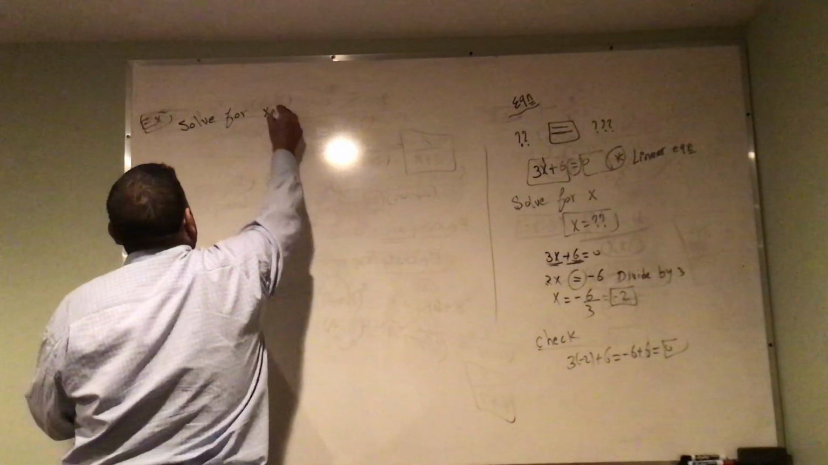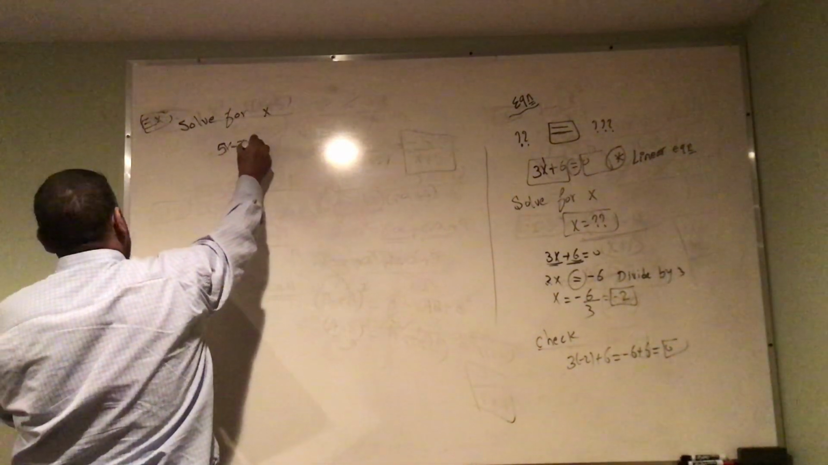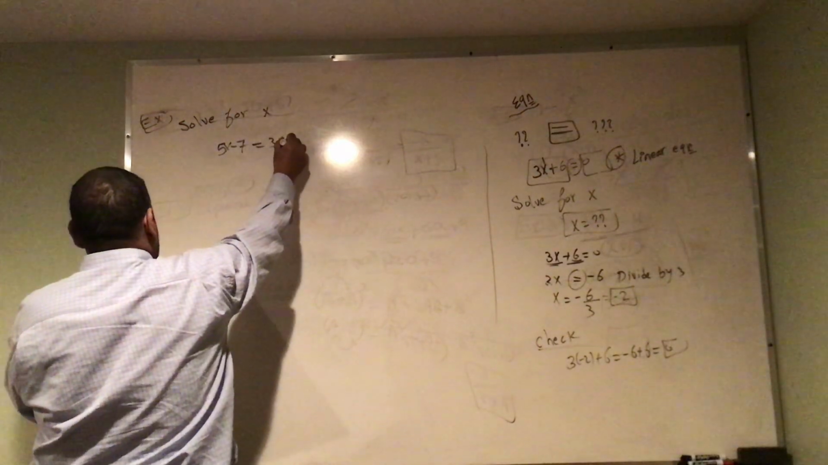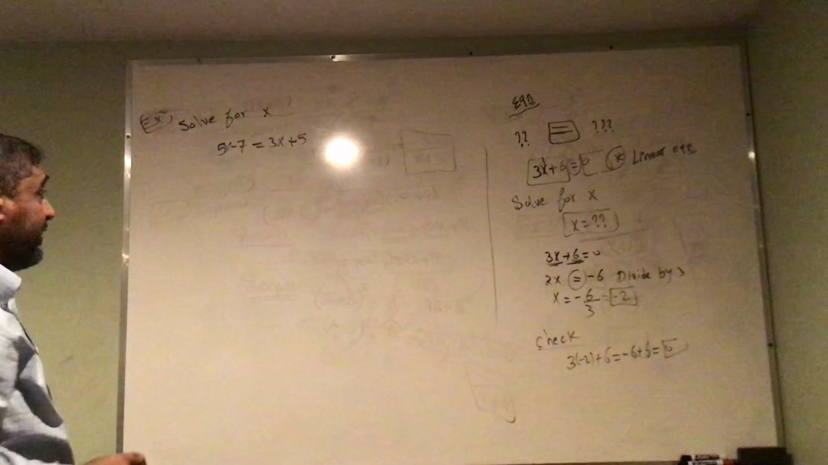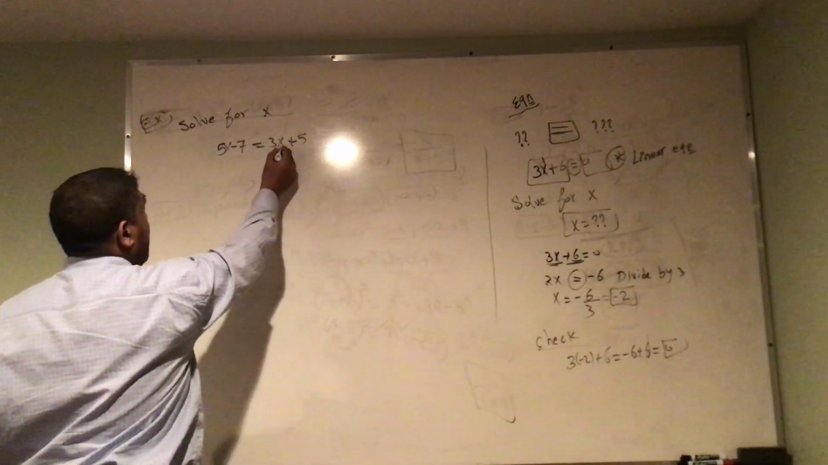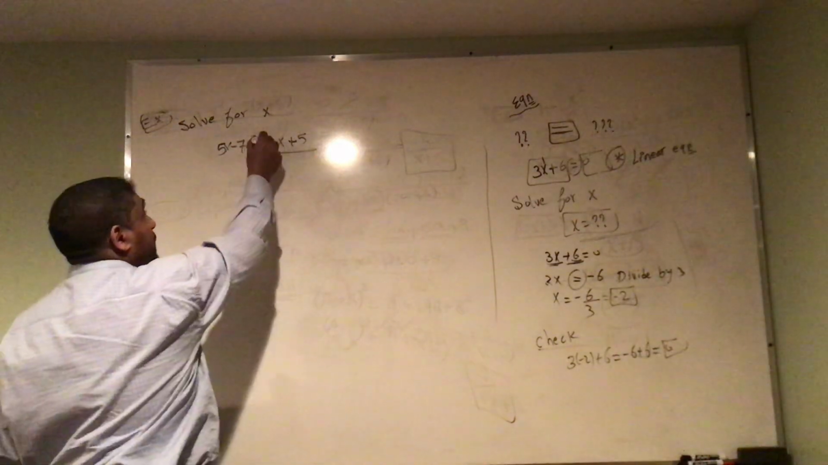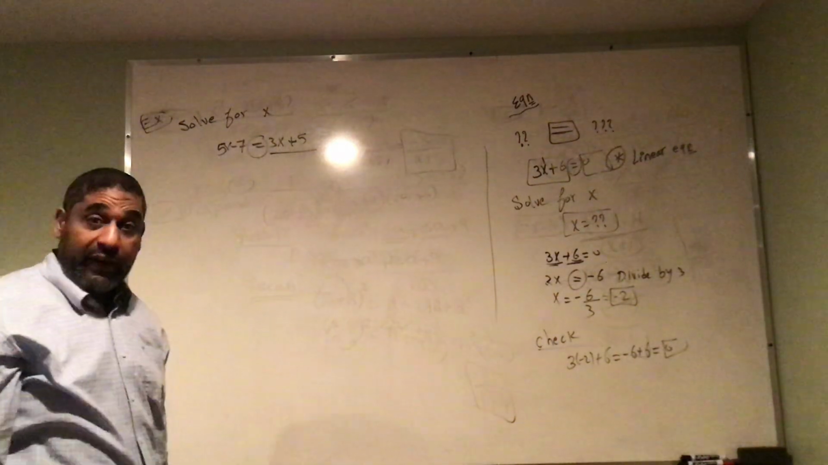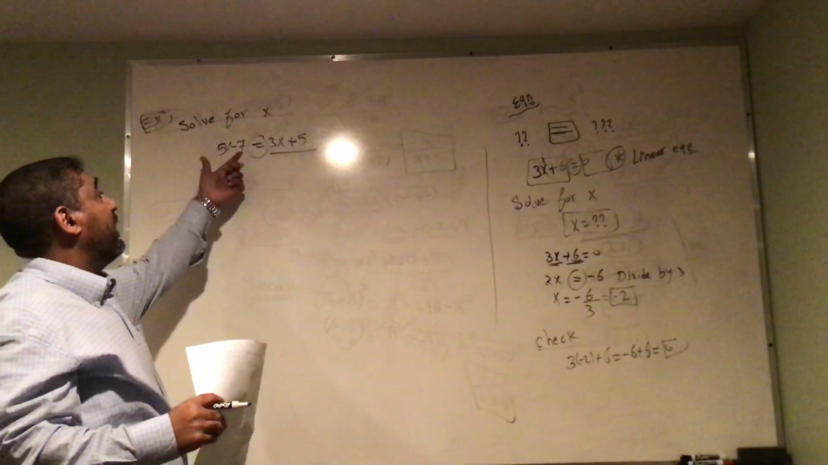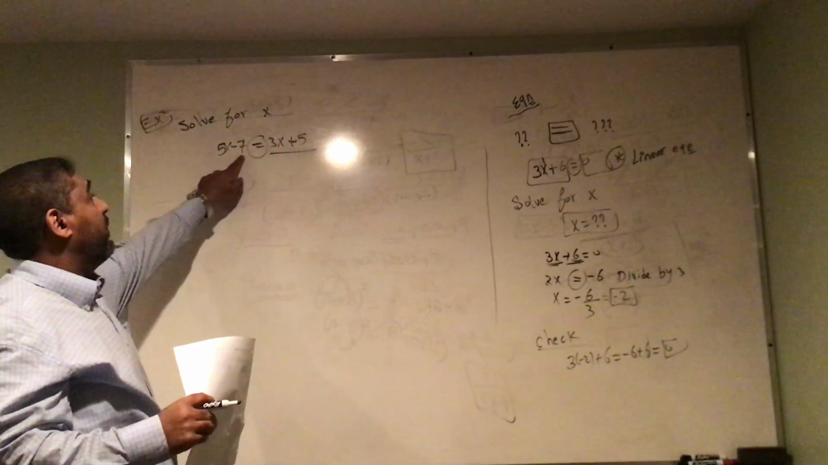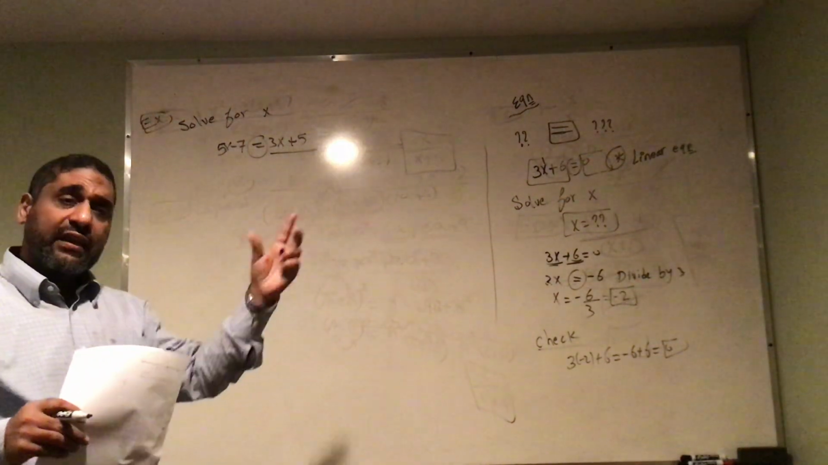So solve for x here. What do you have? You have 5x minus 7 equals 3x plus 5. How do we solve this for x? Look at what you have here, guys. Is that an equation? Yes. How do you know it's an equation? Because you have an equal sign. On the left-hand side you have some quantity, and on the right-hand side, another quantity. So that is an equation.